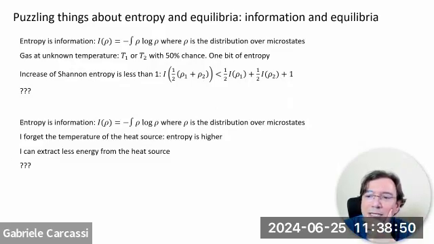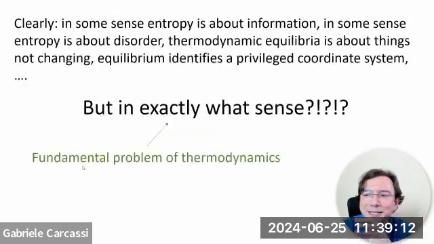Say that entropy is really information, where rho is the distribution of a macrostate. And now I forget what the temperature of the heat sources is. So I increase my uncertainty, the entropy is higher, and now I can extract less energy from the heat source. That doesn't make sense.